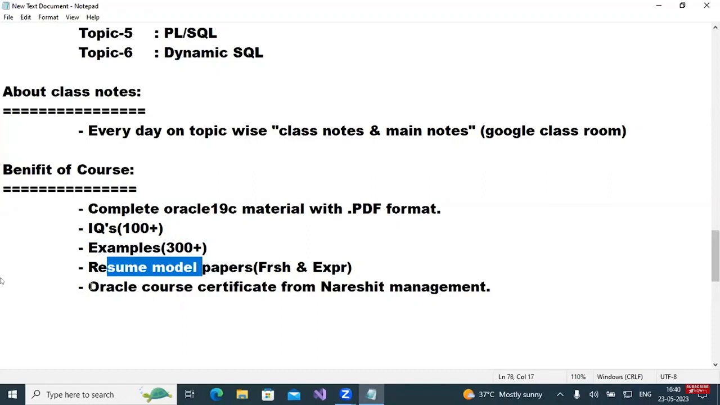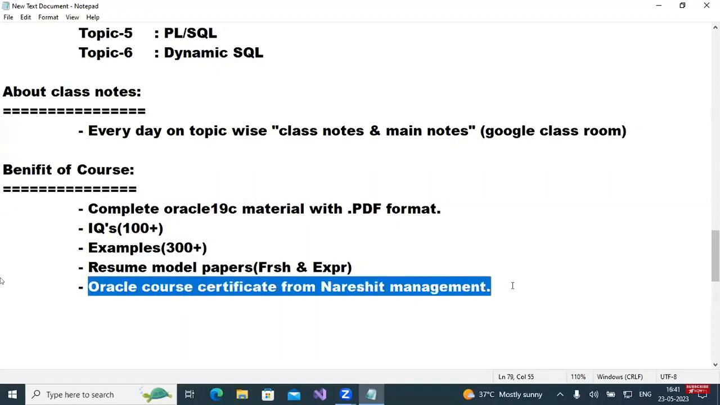That's a common point. And one more additional benefit for you guys: Oracle certificate. Naresh IT will provide an Oracle course certificate to you, but they give certificates in two categories. If anybody is a full stack Java developer, then you will not get this certificate, because your complete full stack course is finished. That means core Java, advanced Java, Oracle, HTML, JavaScript.